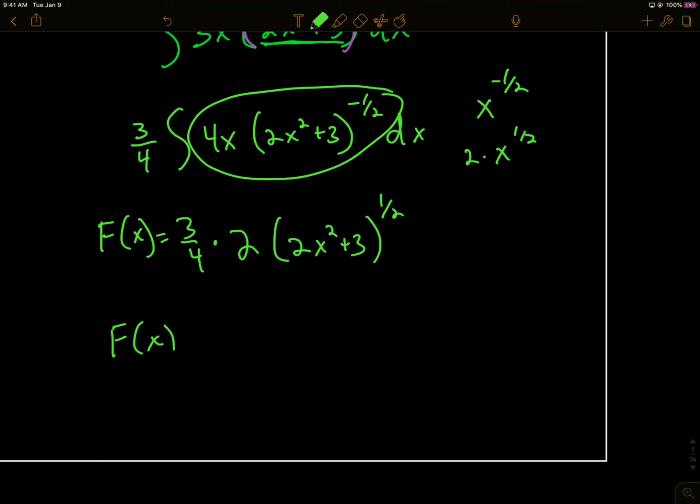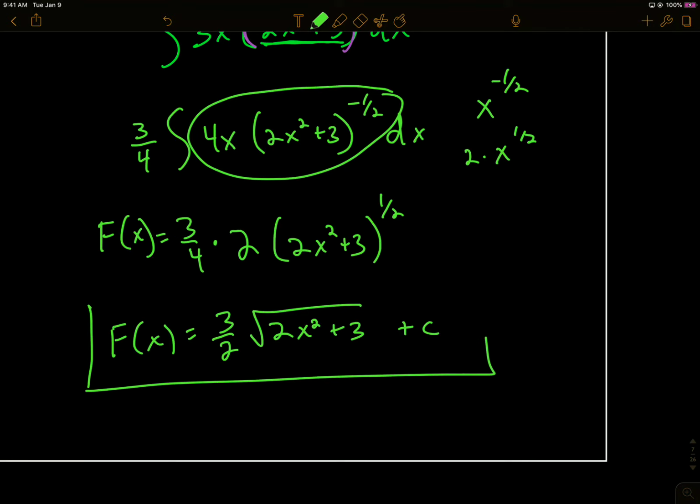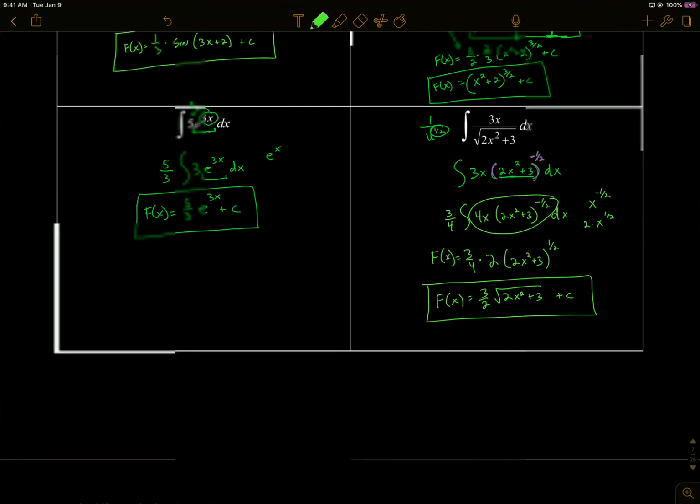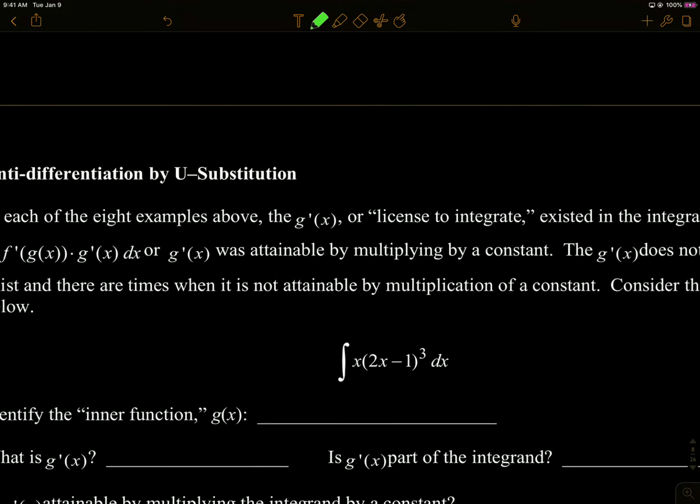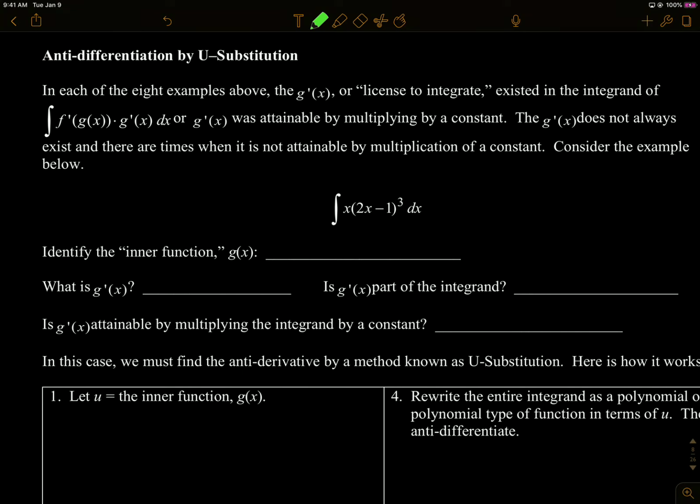So our capital F of x is going to be 3/4 times 2, which is 3/2, and then we'll call that a square root of 2x squared plus 3 plus c. All right, so that's how we're doing the reverse chain rule, and that's how we deal with a constant. Okay, sometimes we have to do even a little more.